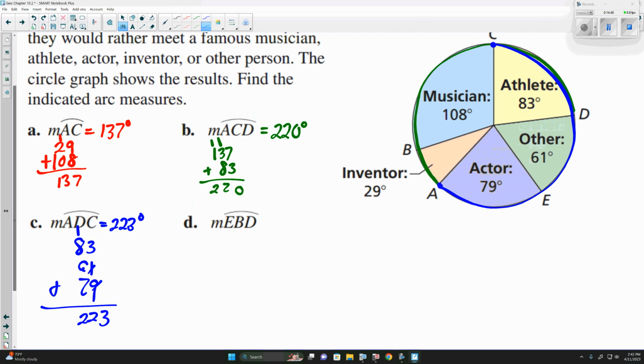EBD. EBD is 360 minus 61 minus 79. Yeah, because 9 would give us 70 and 61. Yep.